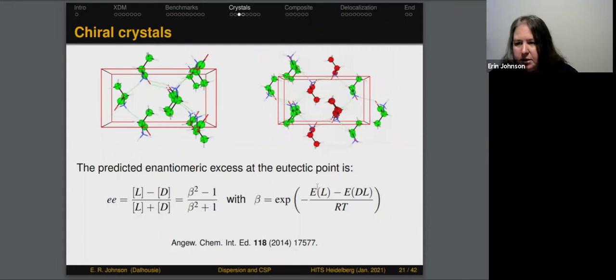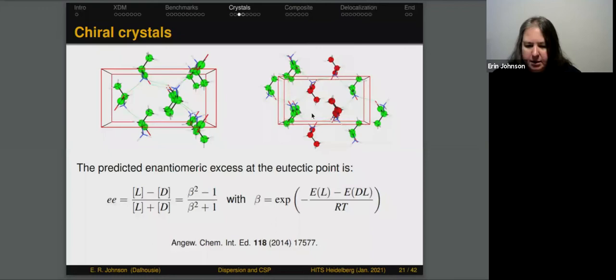So my collaborator, Jason Hein at the University of British Columbia, performed a series of these experimental measurements for a number of common amino acids and a few other chiral compounds. We were able to use this as a benchmark of our dispersion-corrected density functional method at predicting the relative energy difference between the conglomerate and racemate phases.